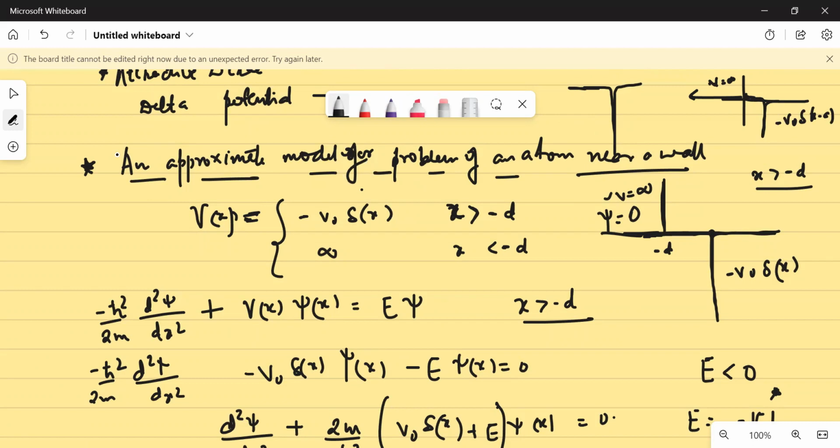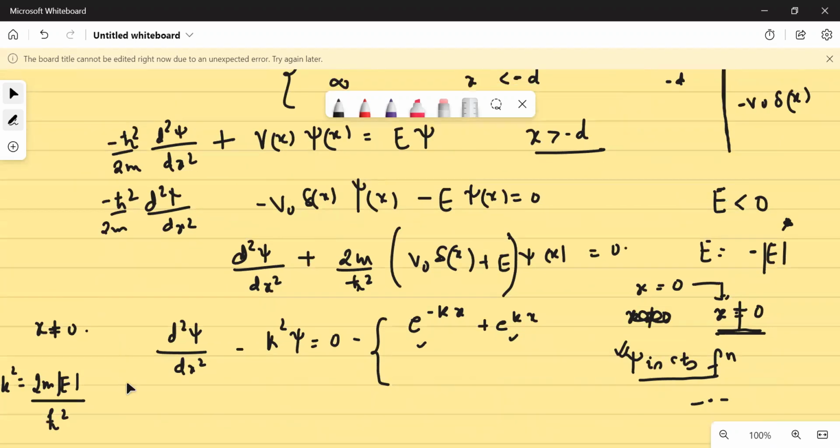And this problem for theoretical physicists is at times also called an approximate model for the problem of an atom near a wall. So your wall is this, where you have an infinite potential, and your atom is slightly close to the wall. If you want to write an approximate solution to such a problem without any interaction terms, this is at times referred to as an approximate model for the problem of an atom near a wall. So this is the title of the problem I'm giving you, and this is the potential we are concerned with right now. Is that clear?